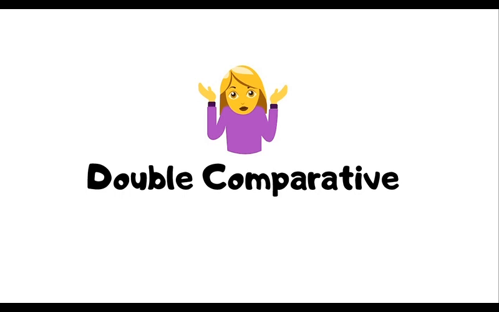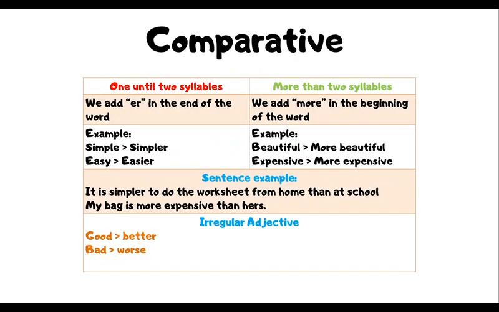So we use comparative if we want to compare one thing to another thing, like thing A and thing B. And then we knew that there are two rules in comparative. The first is if we have one until two syllables. And the second one is if we have more than two syllables. So the first, if we have one until two syllables, we have to add er in the end of the word.